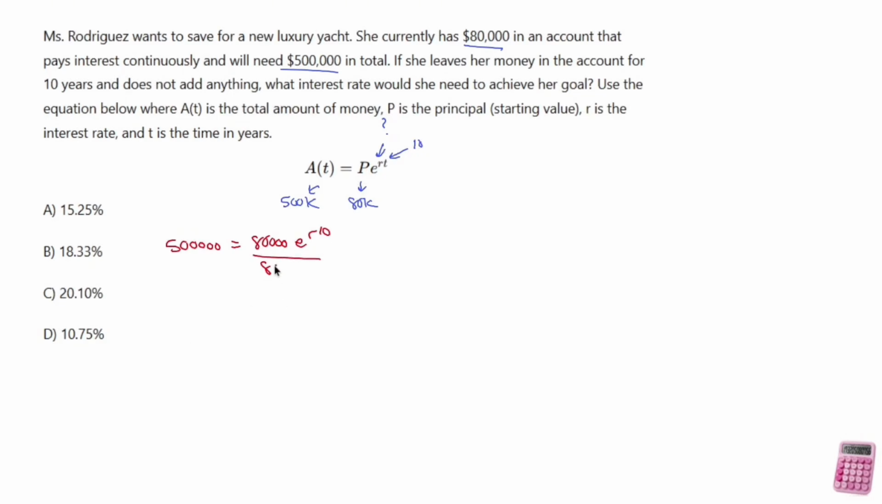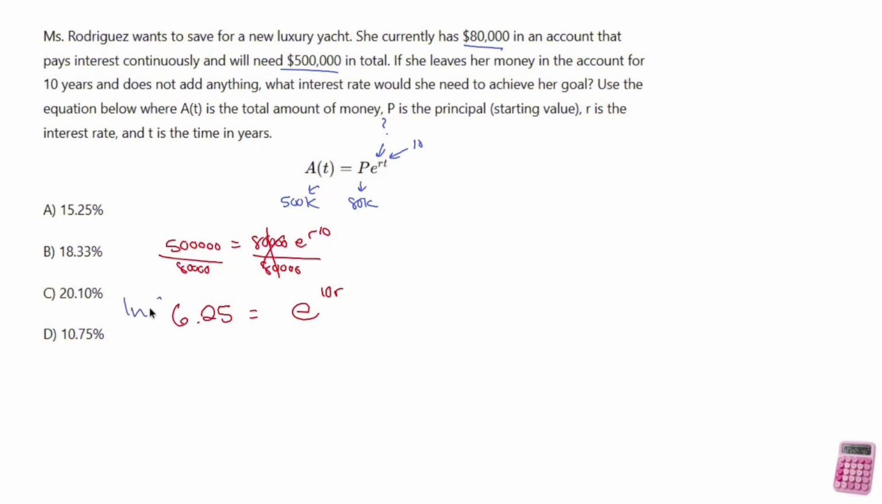Divide both sides by 80,000. And I believe that gives you 6.25 equals e to the 10r. Now, up until this point, we didn't need to rely on this. But now we do.